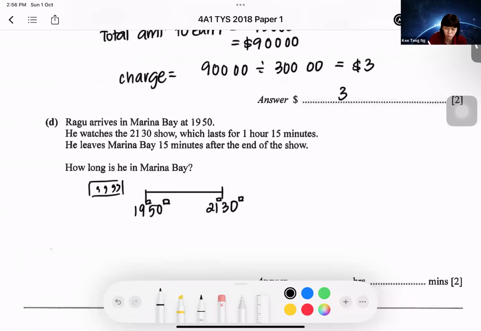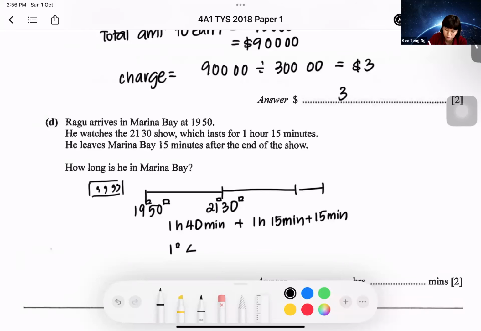And it gives me 1 hour, 40 minutes. Then after that, the time is 1 hour, 15 minutes. So he watches another for 1 hour, 15 minutes, and he leaves another 15 minutes after the end of the show. So I need to find how long he was in Marina Bay. I need to add up the timing.